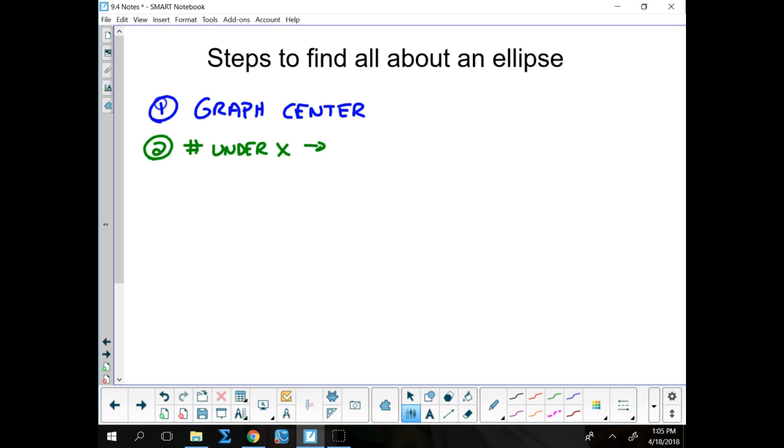Then what do I do with it? Take the square root. And then what is that going to tell me? How far out you have to go. Which way? Horizontally. So left and right? From where? The center.